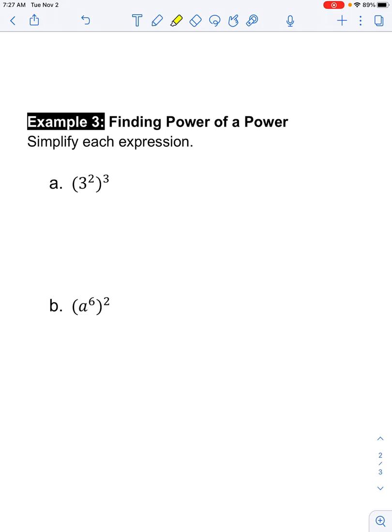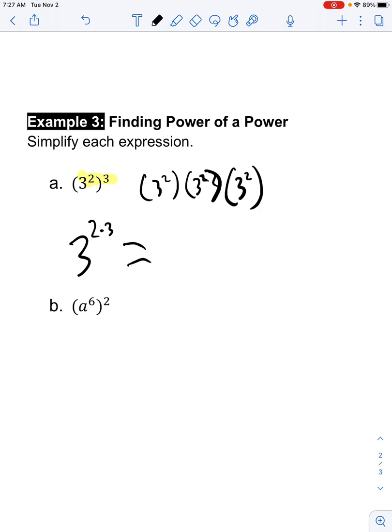All right, I noticed that I have a power raised to a power. So this is 3 squared raised to the 3rd power. So this is like saying 3 squared times 3 squared times 3 squared, which again, our rules say, take your two exponents and multiply them together. 2 times 3 is 6. Do not add them, okay?